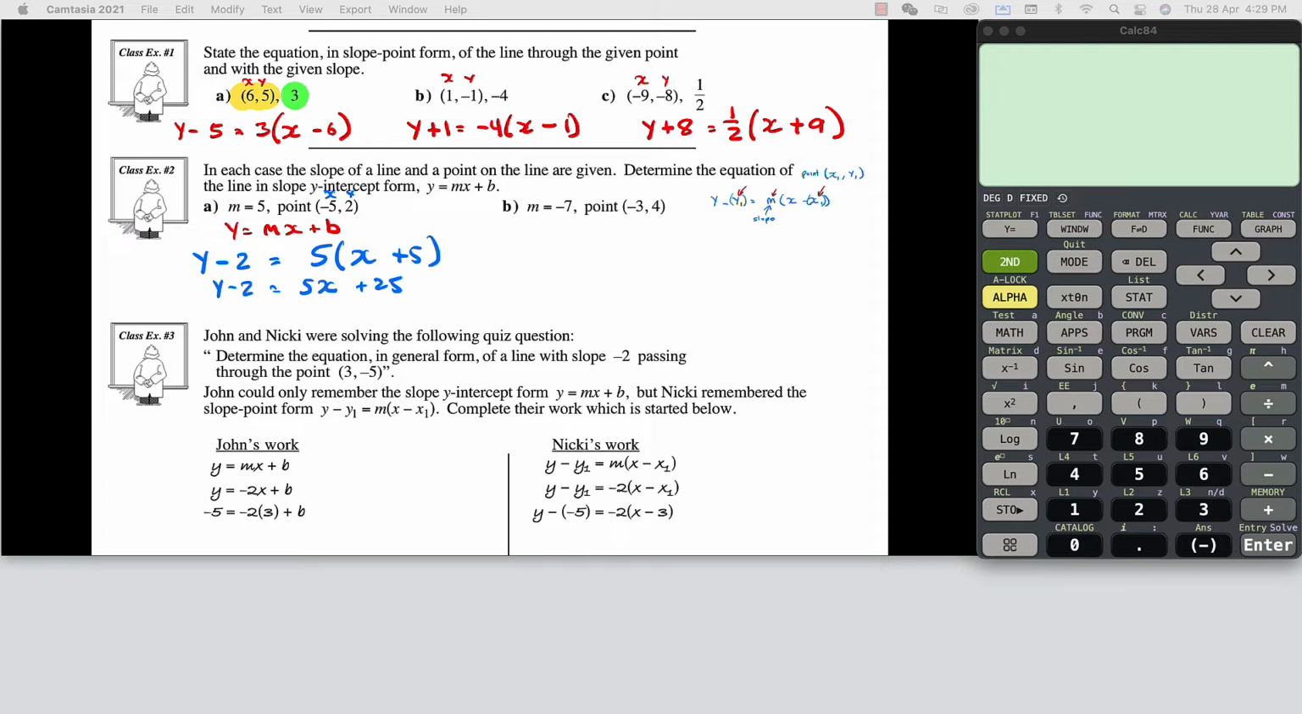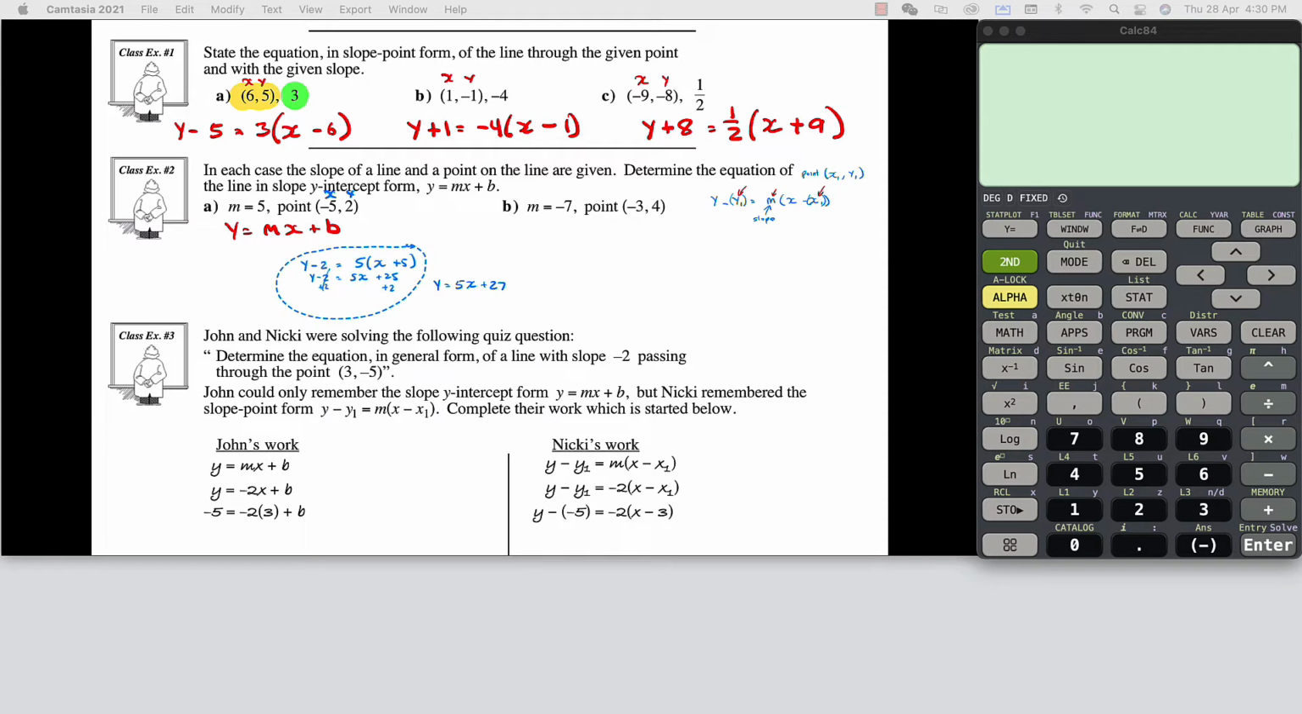Now if you look right here, I've got a y minus 2 on the left, so I'm going to gather all the like terms by adding 2 to this side. That cancels that, and I'm going to add 2 to this side. We end up with y equals 5x plus 27, and there we are, we're in the correct format. I'm going to reduce this down in size, and we'll move on to part B.